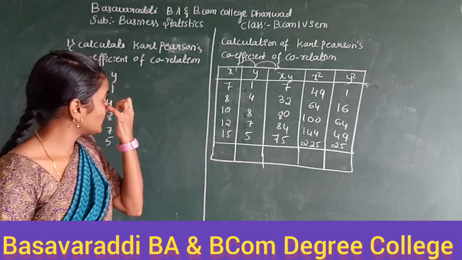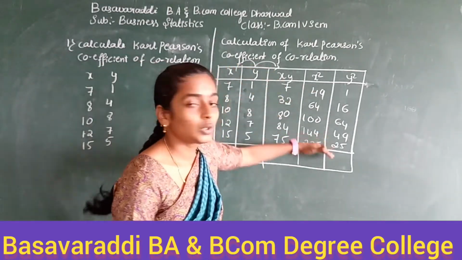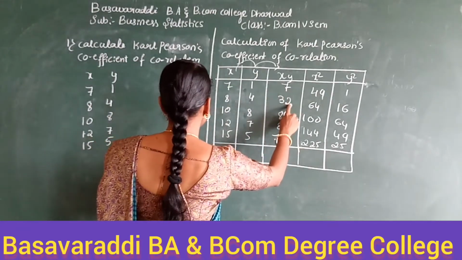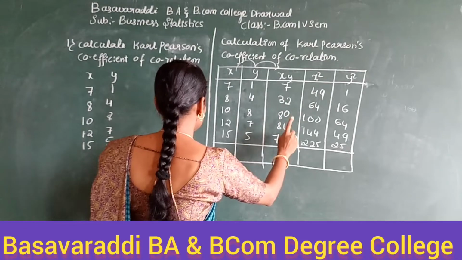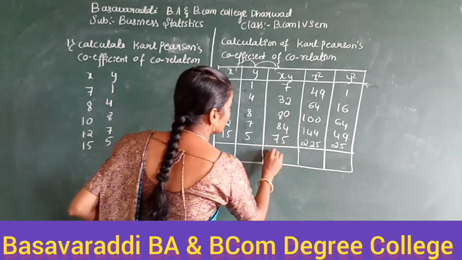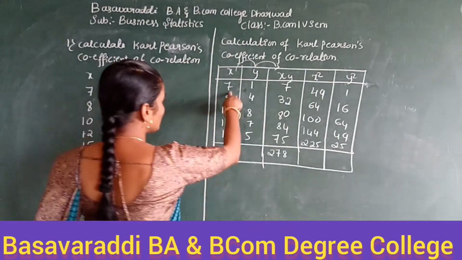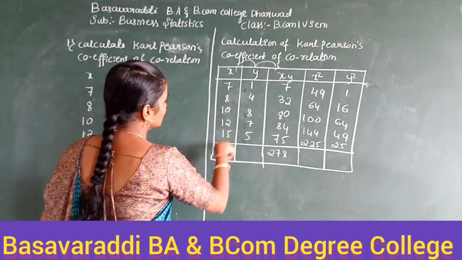Okay, next, in order to use the column, the total we have to find out. 7 plus 32 plus 80 plus 84 plus 75, that is 278.